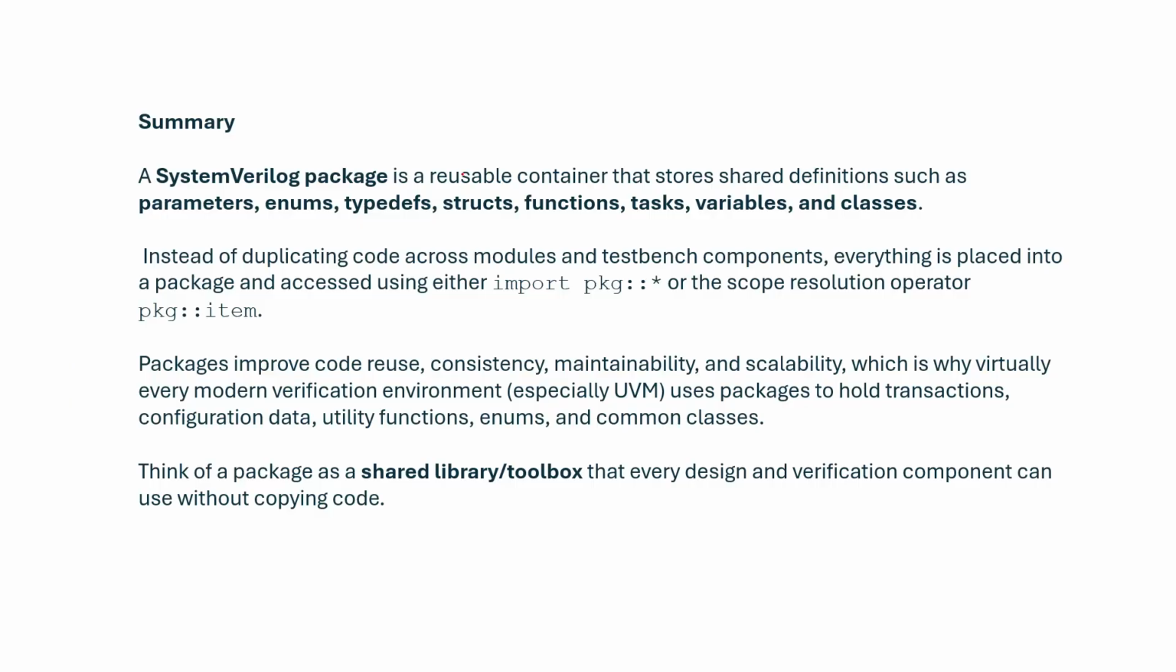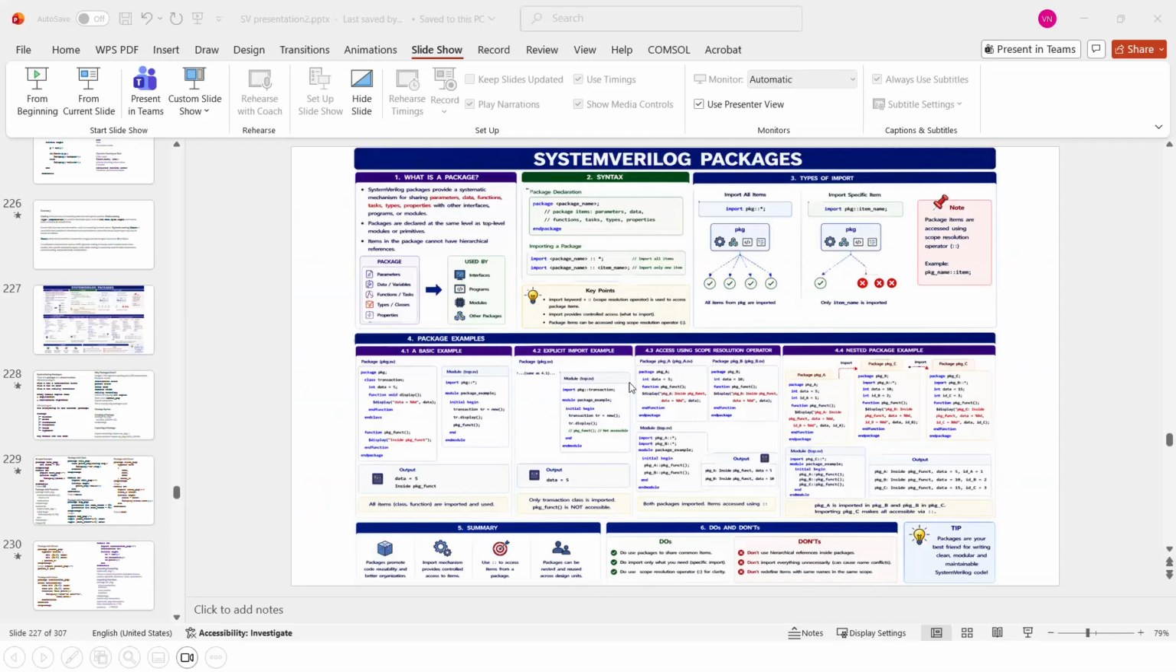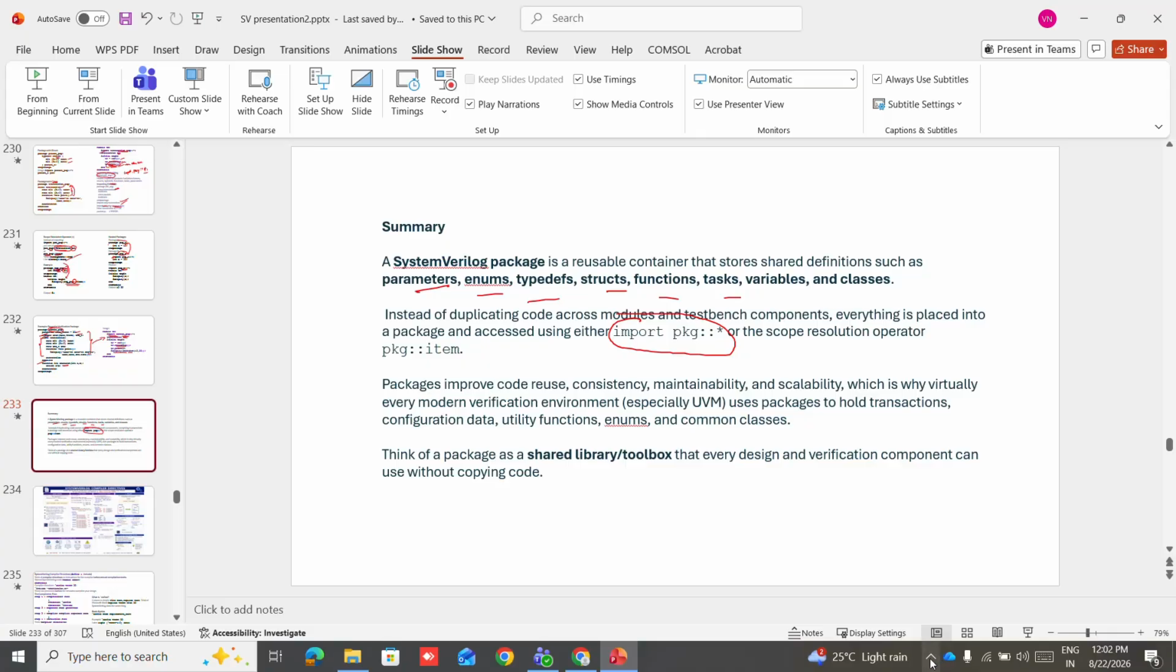Just read this package. What is a package and why are we using it? A package can store parameters, enums, typedefs, structs, functions, tasks, variables, classes, all these things. Instead of importing all the individual things on your TB side, I will keep them in one package, then import that package in my TB side. I can also use the scope resolution operator to import all the values in your TB. So a package is a shared resource, shared library, or shared toolbox. Whatever data is there, it can store and share.